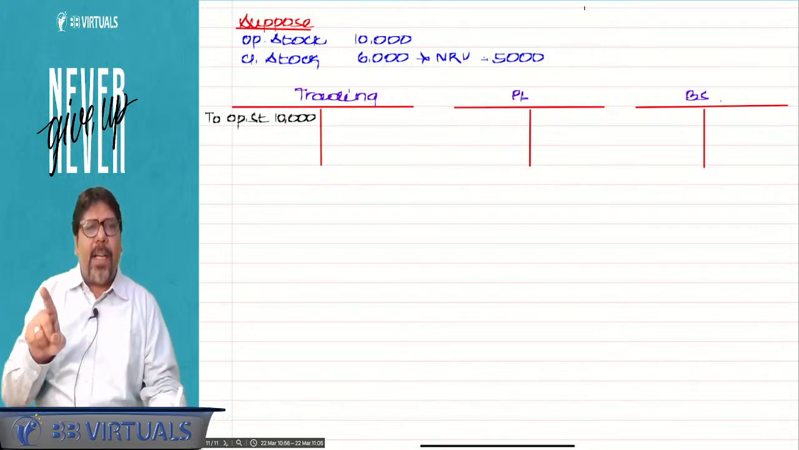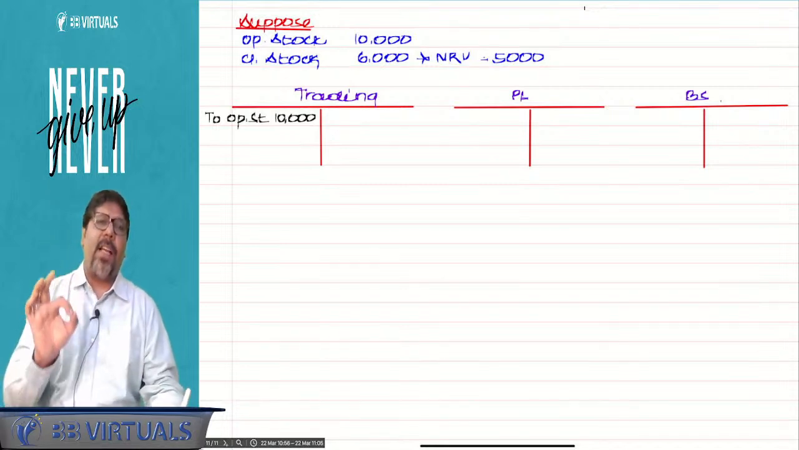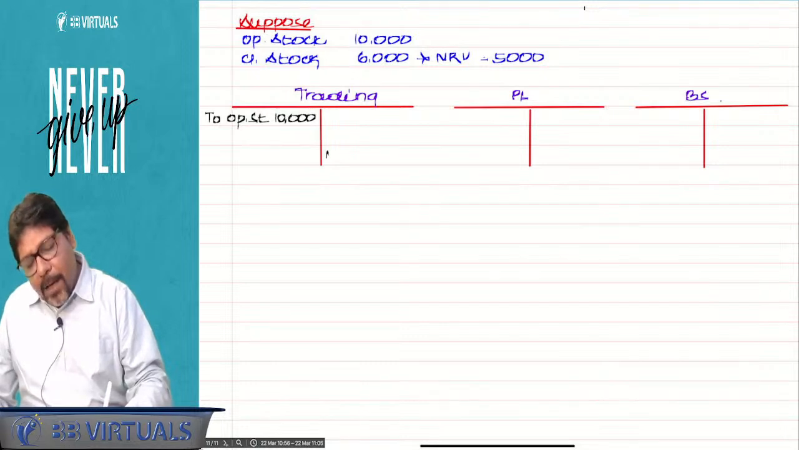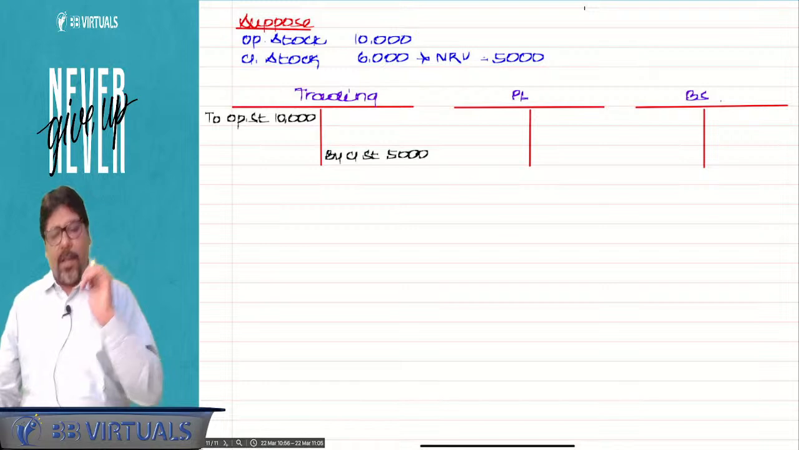On the credit side of the trading account, how much will I write? On the credit side, cost or NRV, whichever is lower. Yes, cost or NRV whichever is lower. So you will write 'By closing stock', how much? 5,000.